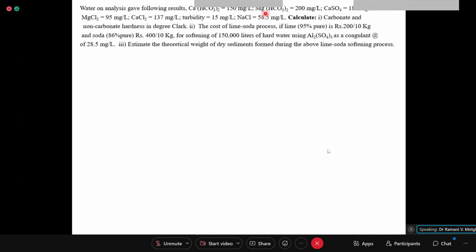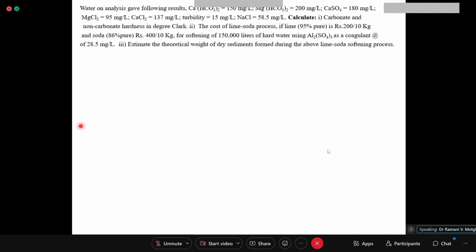150 milligrams per liter. Magnesium bicarbonate, 200 milligrams per liter. Then calcium sulfate, 180 milligrams per liter. Magnesium chloride, 95 milligrams per liter. Calcium chloride, 137 milligrams per liter. Turbidity, 15 milligrams per liter. This is the most complicated numerical. Everyone should write. Turbidity 15 here, right? Turbidity 15 milligrams per liter. NaCl, 58.5 milligrams per liter.